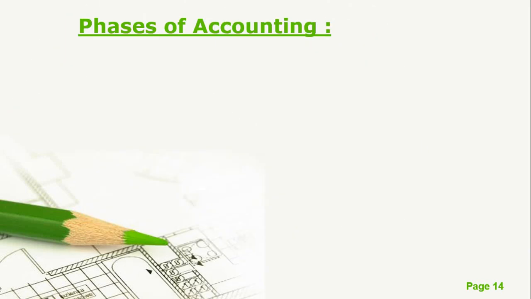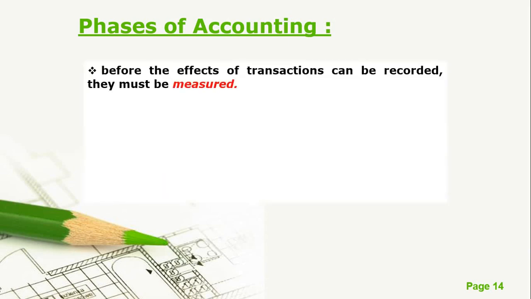Next are the phases of accounting. What are the different phases of accounting? First, before the effects of transactions can be recorded, they must be measured. You need to know the value of a transaction. When you sell goods, that is a transaction, but you need to measure its value. How much is the value of the goods that you sell? That's the measuring phase.